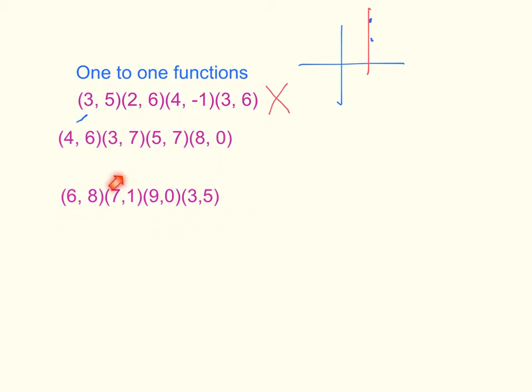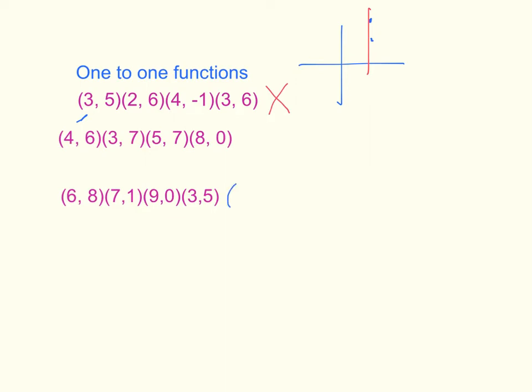But this one down here is what we're going to call one-to-one. Notice that as I put in, every single x value is unique. I have a 6, a 7, a 9, and a 3. So those are all unique x values. And then I have unique y values, 8, 1, 0, and 5. Okay? They just need to be unique to each other.